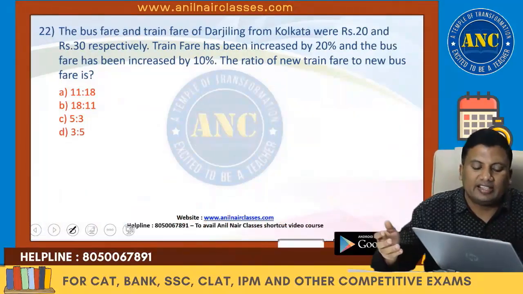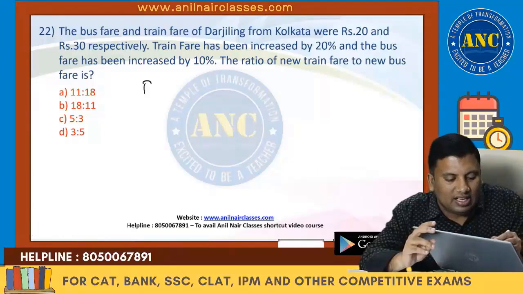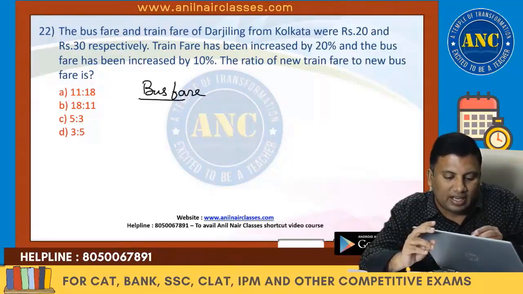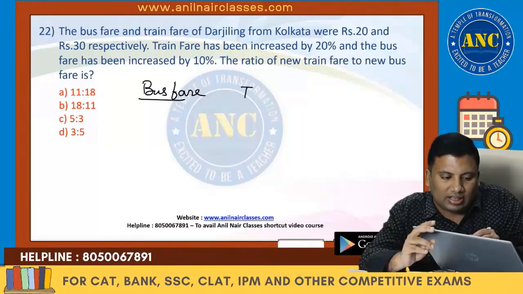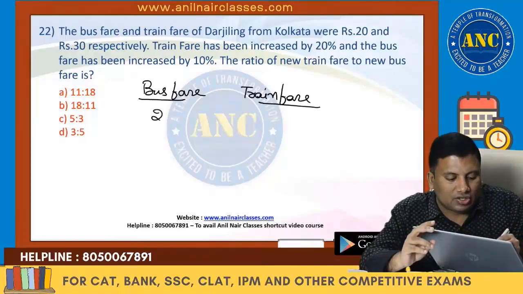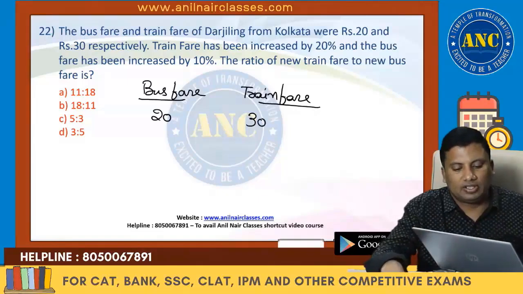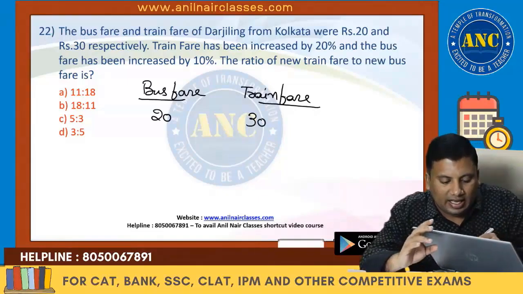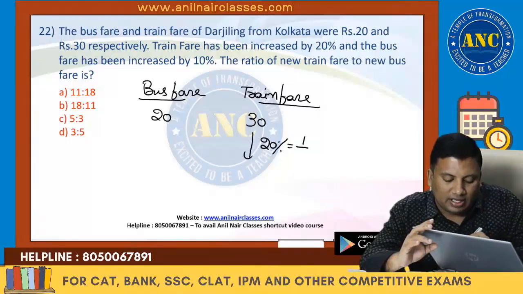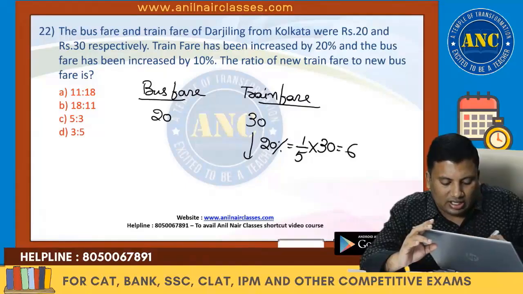22nd. Again it is an easy question. This is a previous year examination question, sir. There is a bus fare from Darjeeling to Kolkata and there is a train fare. Bus fare is 20 rupees. Train fare is 30 rupees. Train fare has been increased by 20%. 20% is 1 by 5 into 30, it is 6.